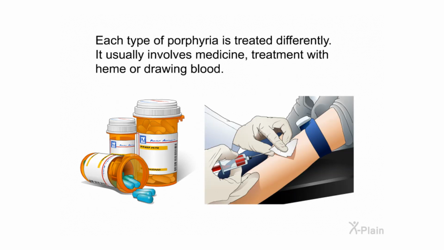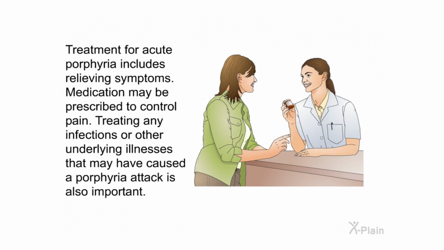Treatment. Each type of porphyria is treated differently. It usually involves medicine, treatment with heme, or drawing blood. Treatment for acute porphyria includes relieving symptoms. Medication may be prescribed to control pain. Treating any infections or other underlying illnesses that may have caused a porphyria attack is also important.